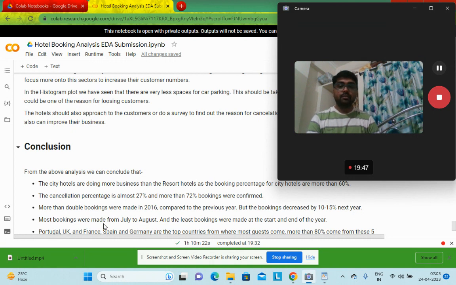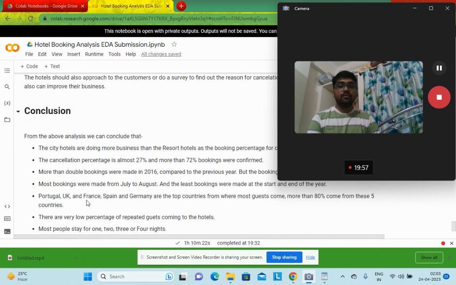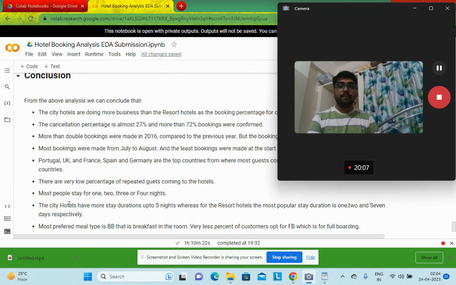Most bookings were made from July to August, and the least bookings were made at the start and end of the year. Portugal, UK, France, Spain, and Germany are the top countries from where most guests come. More than 80% come from these five countries. There is a very low percentage of repeated guests coming to the hotels. Most people stay for 1, 2, 3 or 4 nights.